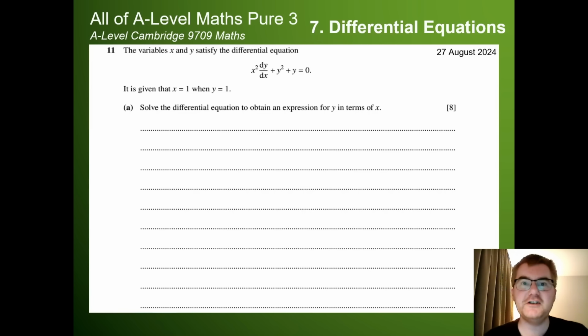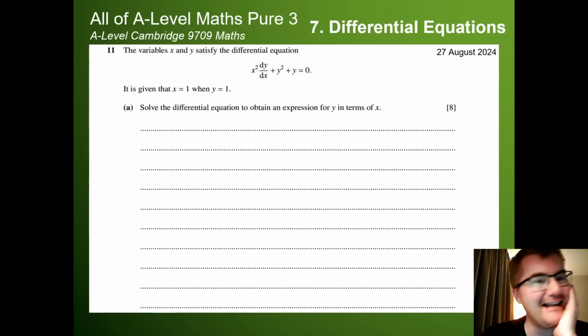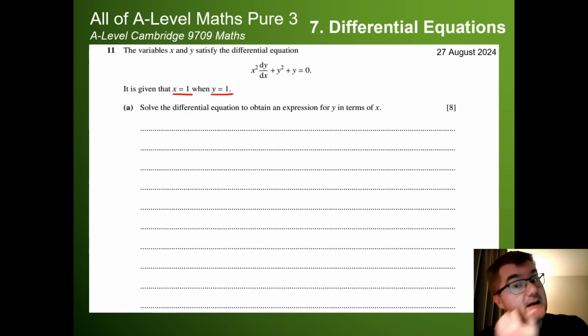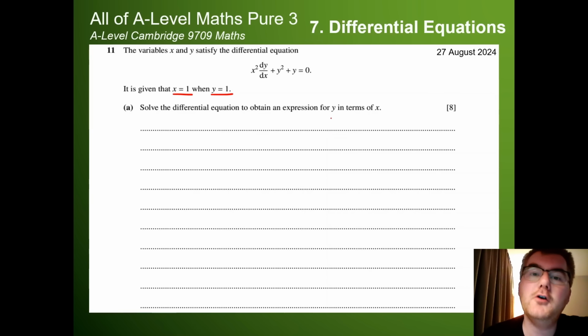Okay, on to my section on differential equations, and this is a real hard one. Okay, so one question in this section, but it's going to take a while and a lot of different skills combined. So we have the differential equation here, x squared dy by dx plus y squared plus y is 0. We're given x is 1 and y is 1. And we've got to solve it first of all, which is going to take a bit of time. And then we have to do a bit of log work to get an expression for y in terms of x.